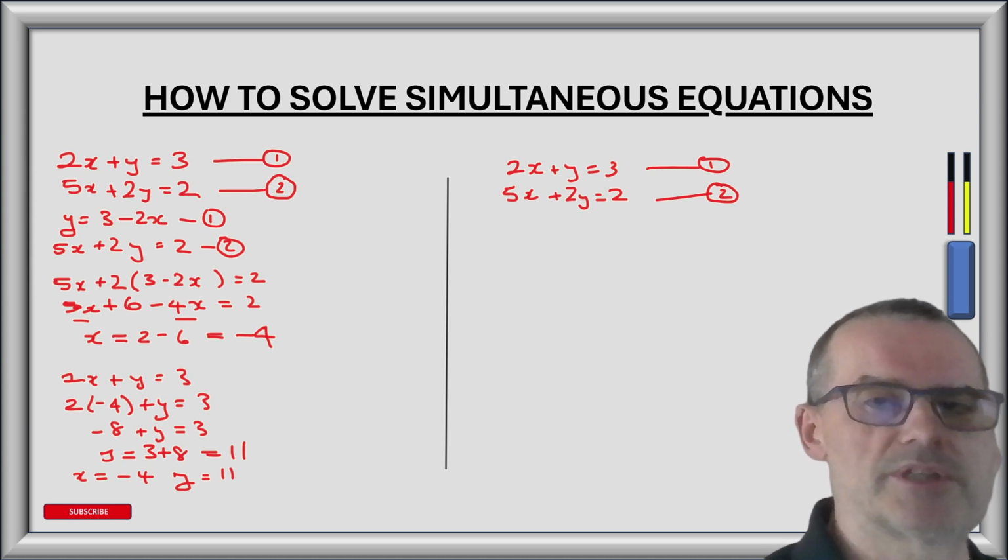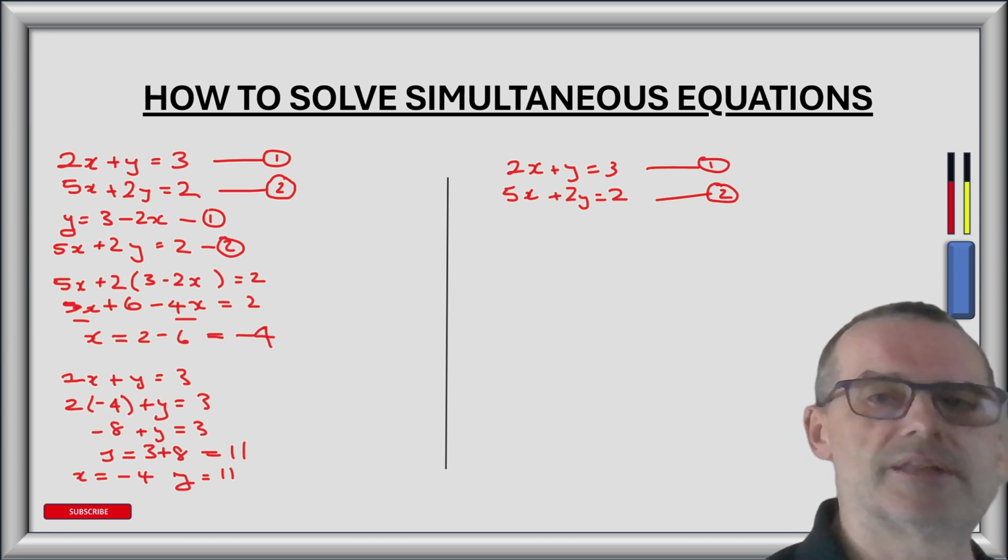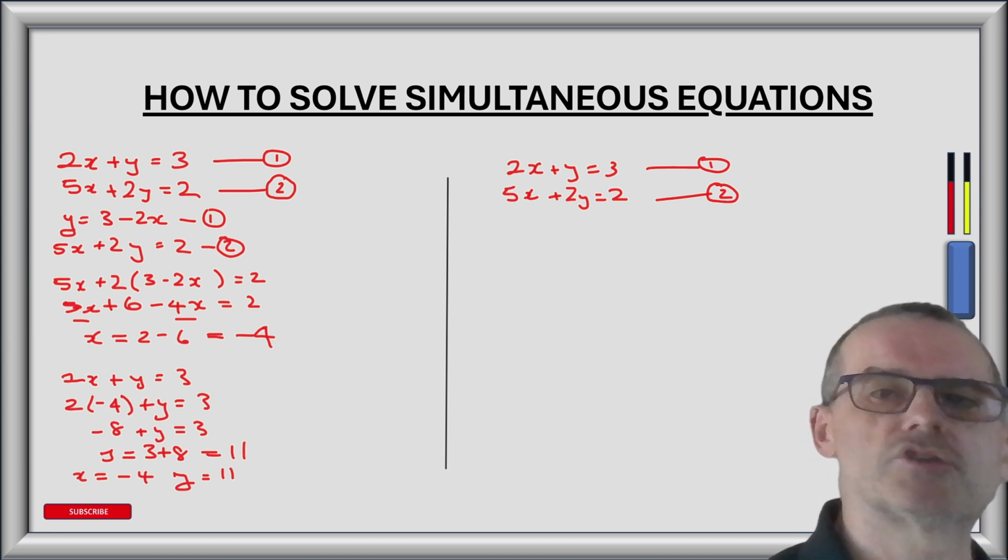We use a combination of multiplying one of the equations by a number to make the variable coefficient the same, and then we add or subtract depending on the signs of the variables. If we look at the equations, we're going to try and eliminate the variable y. So let's try and do that.